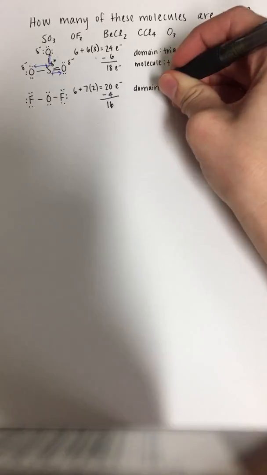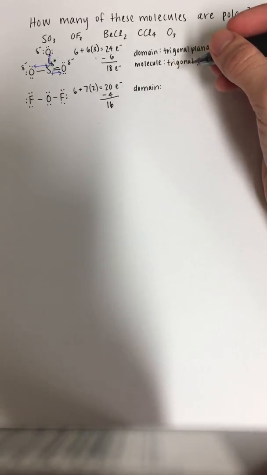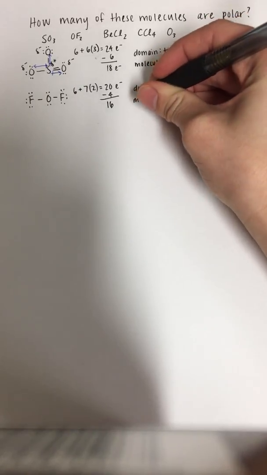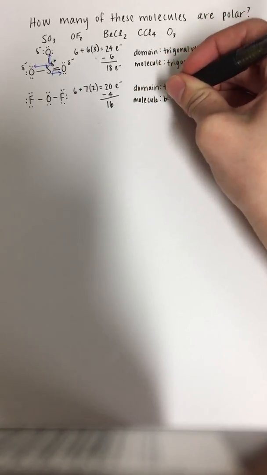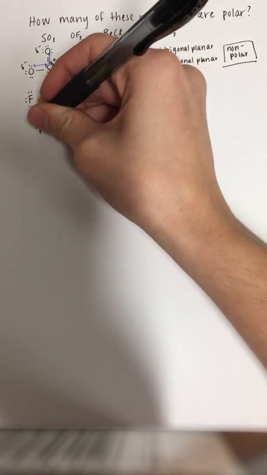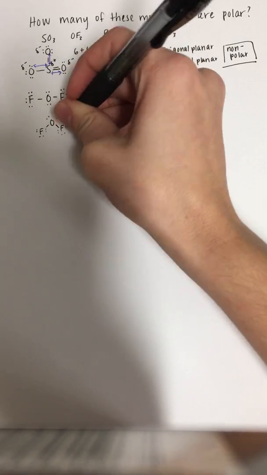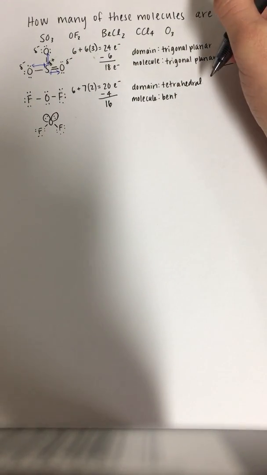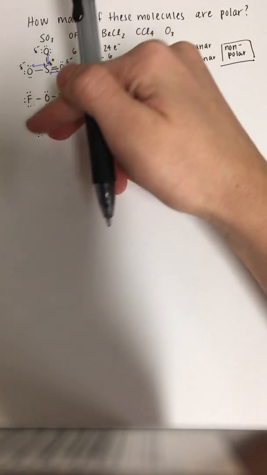This domain geometry, although the Lewis structure looks linear, actually is tetrahedral because we have 1, 2, 3, 4 domains. The non-bonding electrons count as domains. So this is a tetrahedral domain geometry. But the molecular geometry is bent because there are two non-bonding pairs. So the molecule is in fact going to look like this, with these non-bonding pairs pulling the fluorines together.